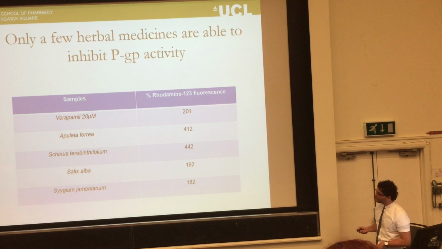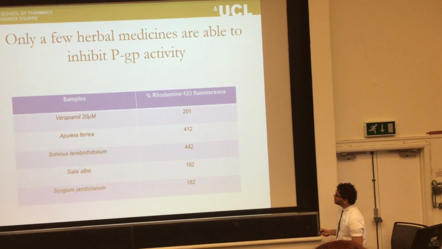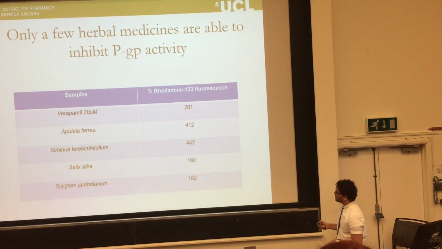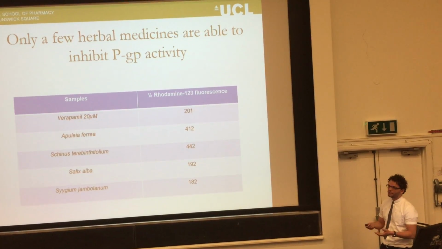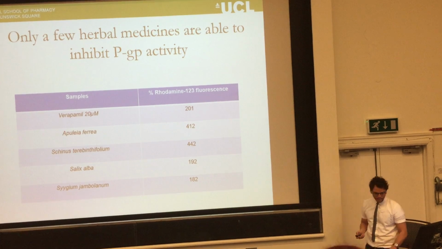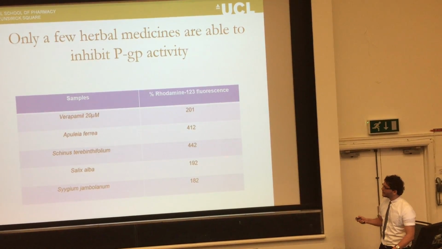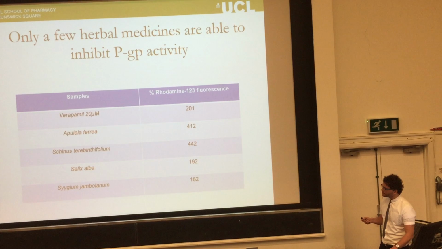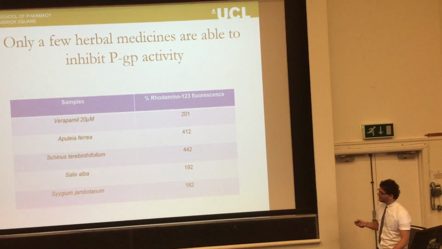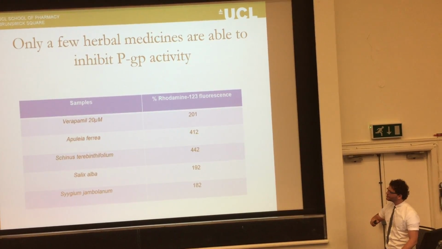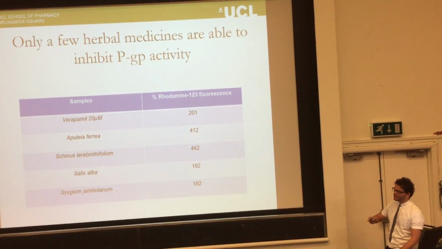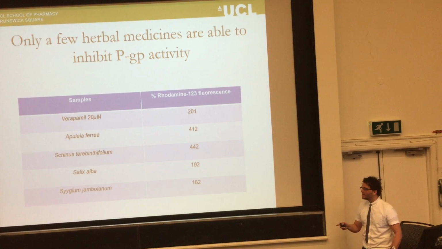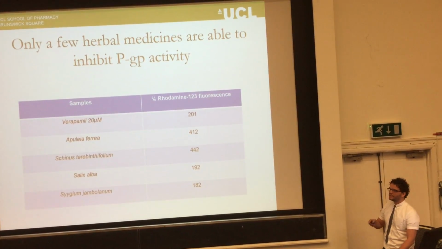And then you have only 4 herbal extracts that were actually able to cause this. You have an increase in fluorescence in rhodamine. That means that you have less rhodamine being pumped back out to the lumen. And this is actually a concern because this can cause interactions. Other drugs that are taken at the same time as the herbal medicine would have their absorption and bioavailability compromised.